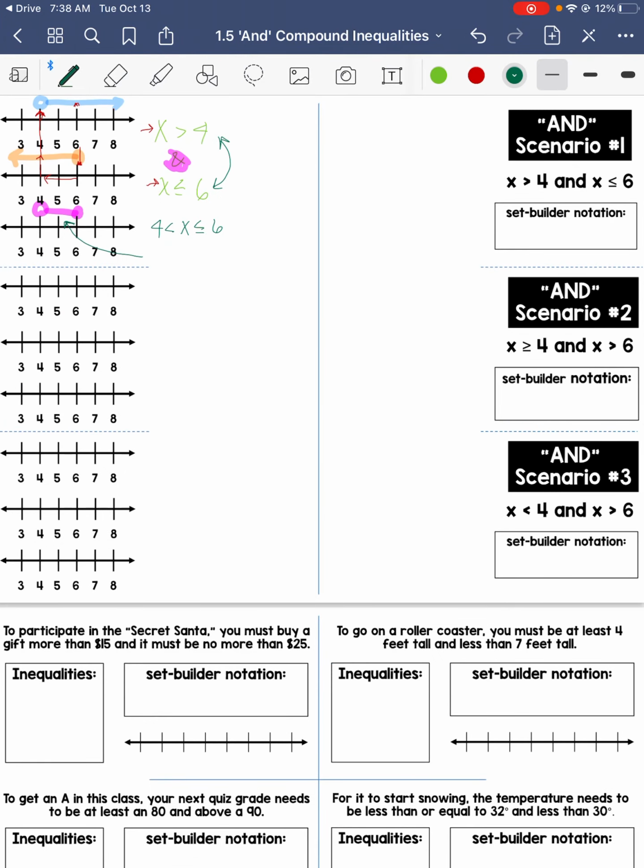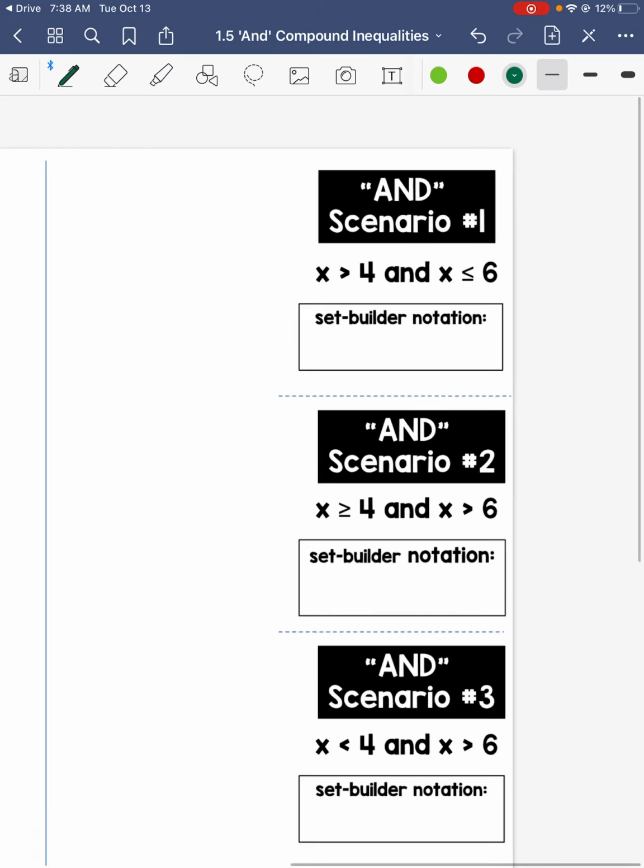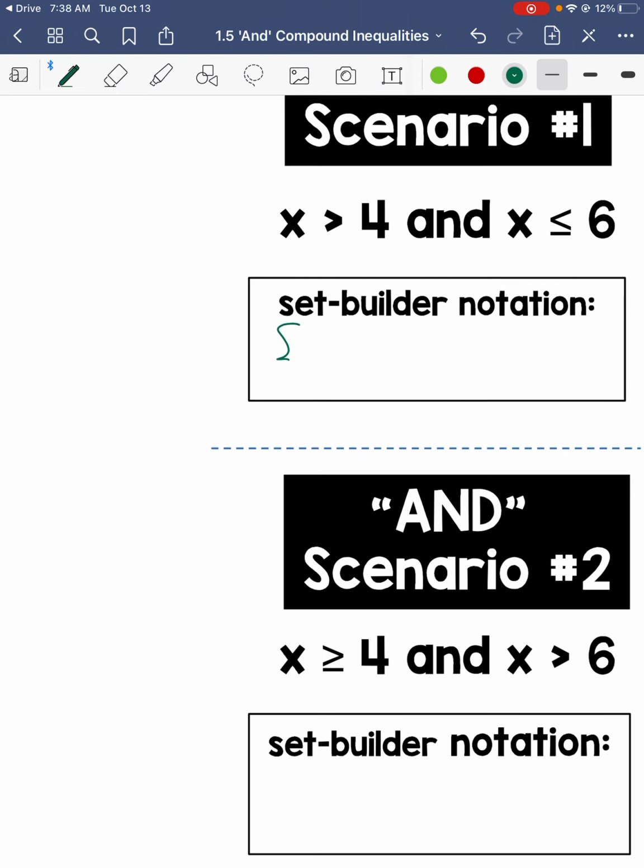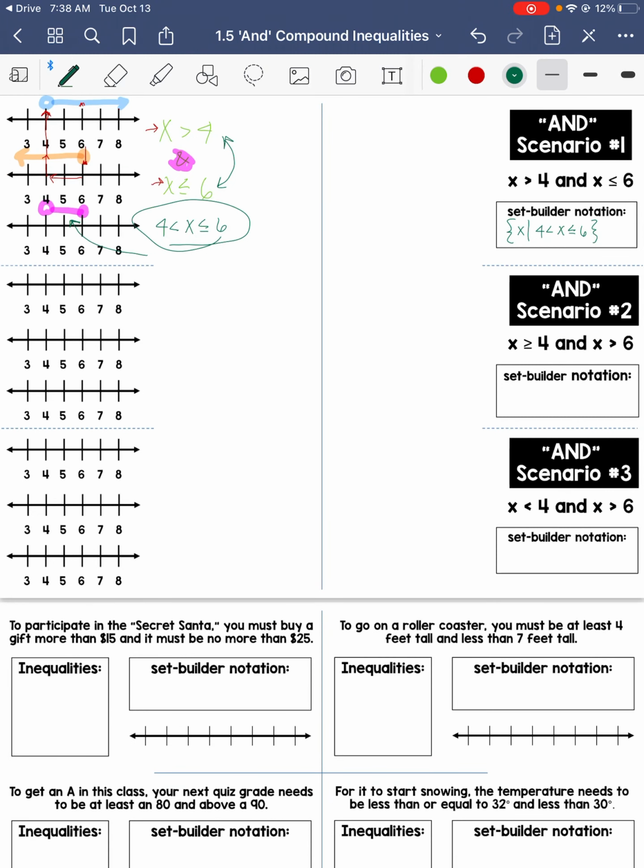So let's go back over here to our set builder notation. We have our inequality now that represents this type of inequality. We open with a curly bracket, we have x such that, and then we'll put our inequality in here: 4 is less than x, which is less than or equal to 6, and then close with the curly bracket. That's the first scenario that we have, just the numbers that are overlapping here.